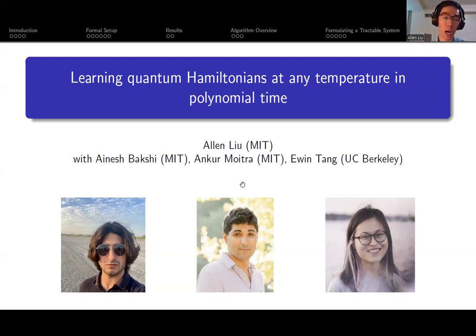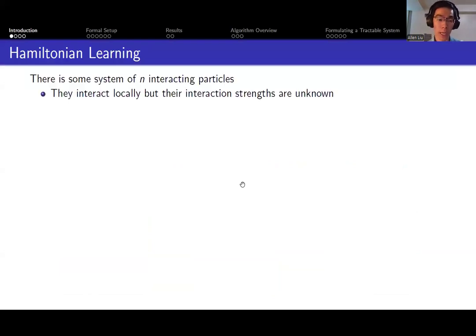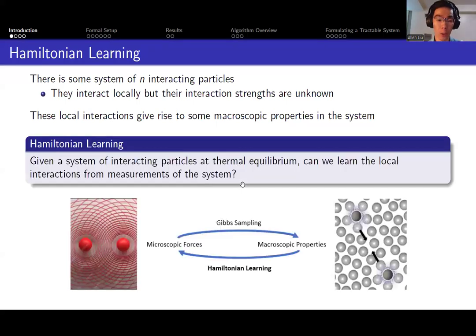Okay, so let me begin with a high-level introduction to Hamiltonian learning. In Hamiltonian learning, we're studying a system of many interacting particles, say n interacting particles. These particles interact locally, but their interaction strengths are unknown. Now, these local interactions give rise to some macroscopic properties in the system. And Hamiltonian learning is the study of this inverse problem.